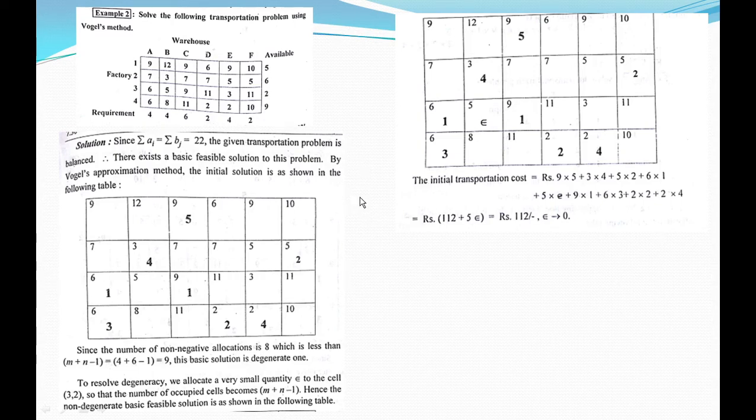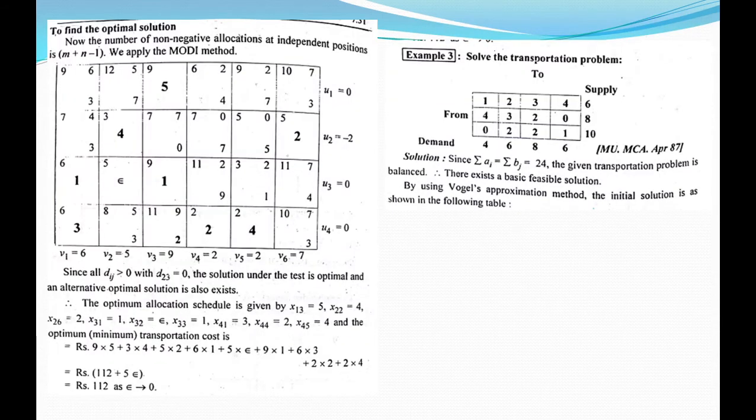I'll give some PDFs in your classroom map. You go through it, so that you can solve a problem by yourself from these explanations. If not, you come back in the next class. You tell what all your difficulties are.